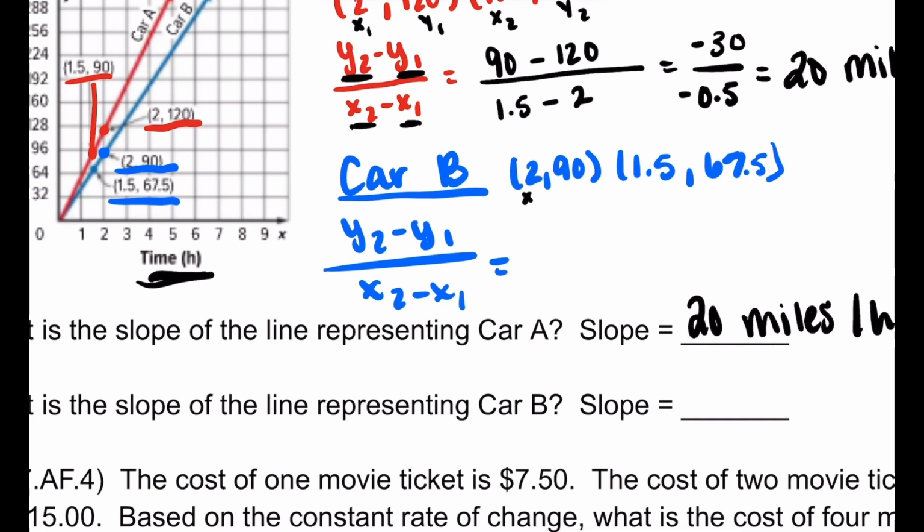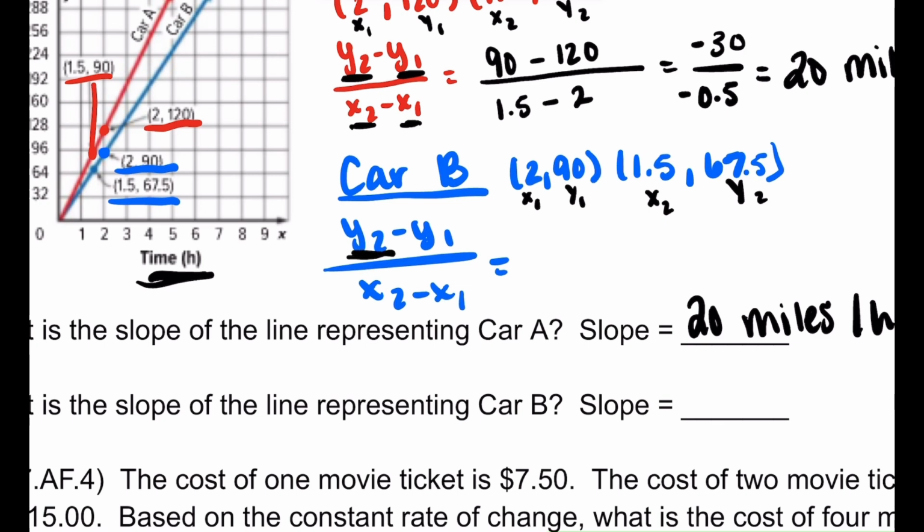The reason I'm labeling this, by the way, is so I can organize myself. Remember, every ordered pair has an X and a Y. The 1 is just meaning, hey, this 2 and 90 is my first ordered pair. And for the second ordered pair, I have X2 and Y2 because that's just my second ordered pair.